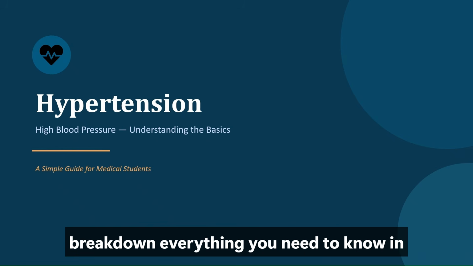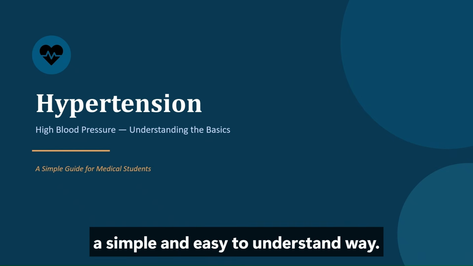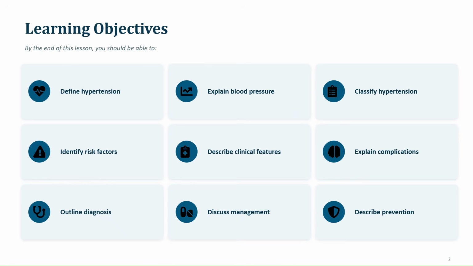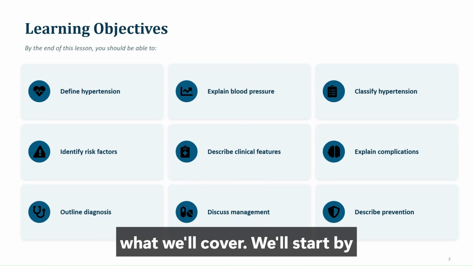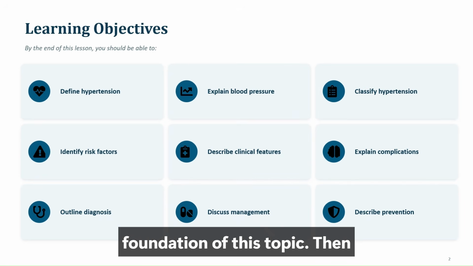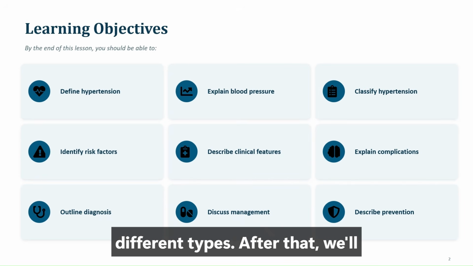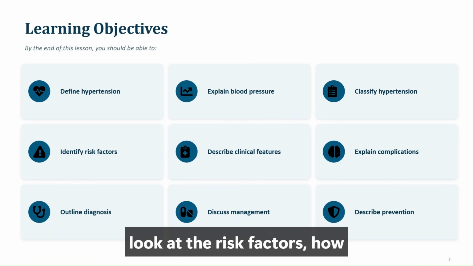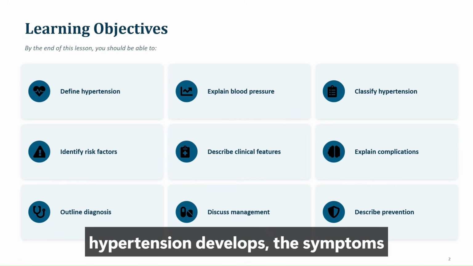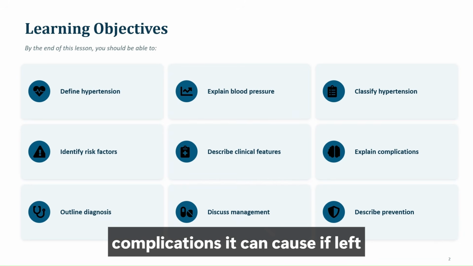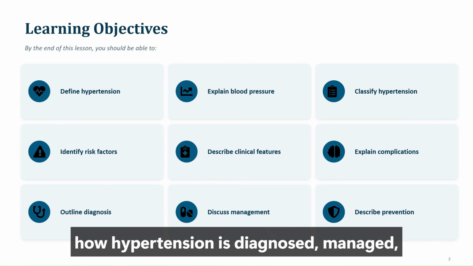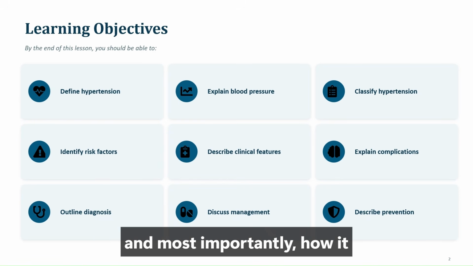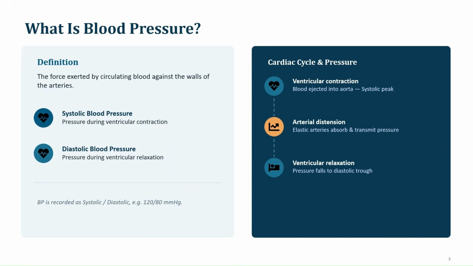In this video, we'll break down everything you need to know in a simple and easy to understand way. So let's get started. Before we begin, let's quickly look at what we'll cover. We'll start by understanding what blood pressure actually is, because that is the foundation of this topic. Then we'll define hypertension and discuss the different types. After that, we'll look at the risk factors, how hypertension develops, the symptoms patients may experience, and the complications it can cause if left untreated. Finally, we'll discuss how hypertension is diagnosed, managed, and most importantly, how it can be prevented.